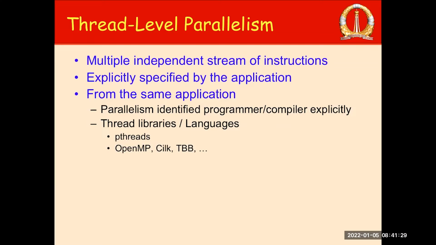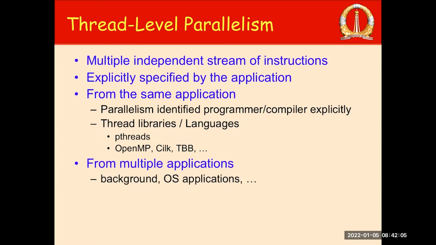Or one could also use different kinds of libraries, such as the Cilk library or the Thread Building Blocks library, or parallel programming languages like OpenMP, to expose thread level parallelism in the program. So essentially, the programmer says that these are the different threads which can be executed in parallel, and this is how they synchronize, this is what they compute, and so on and so forth. And the underlying architecture exploits this parallelism.